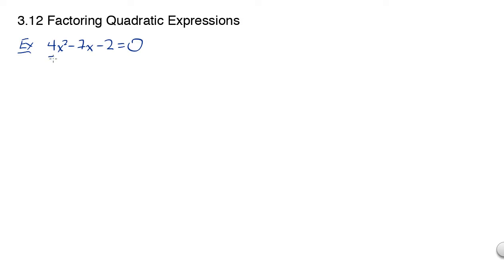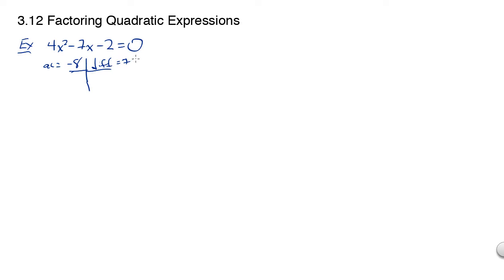Now this has a coefficient of 4 on the x squared term, so you could do the trial and error method. I think I'll just use the AC method. First thing I'm going to check for is can I factor something out of everything? There's no common factor. Can't do that, so looks like I'm going to use the AC method. AC is 4 times negative 2 or negative 8. That's a negative number, so I'm looking for a difference. And I'm hoping that that difference is negative 7.